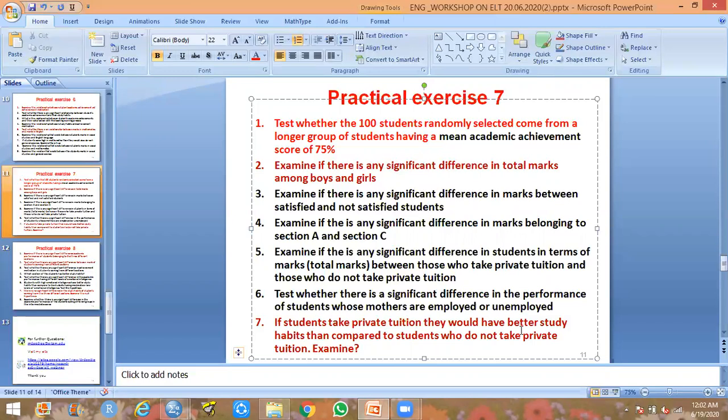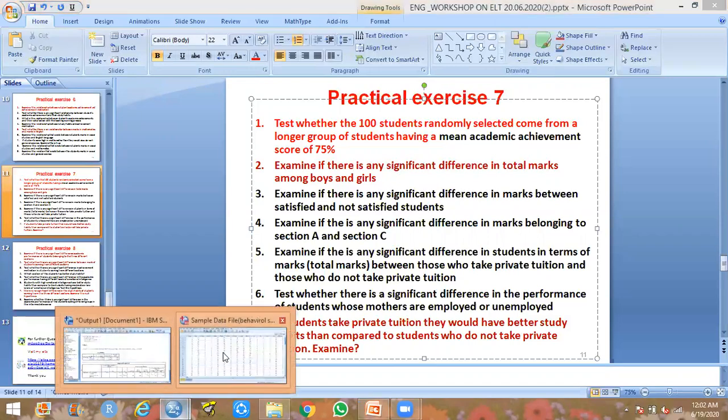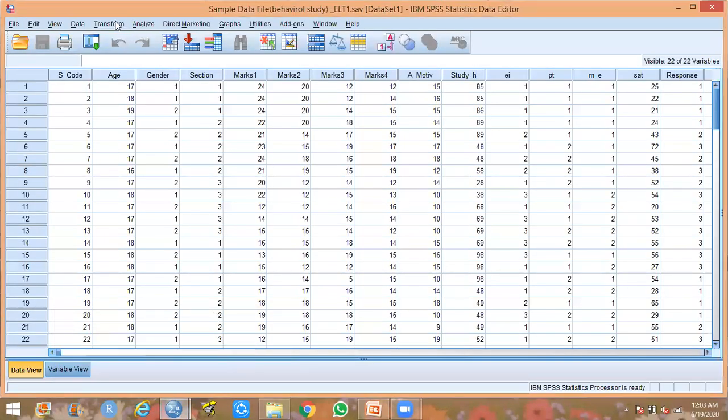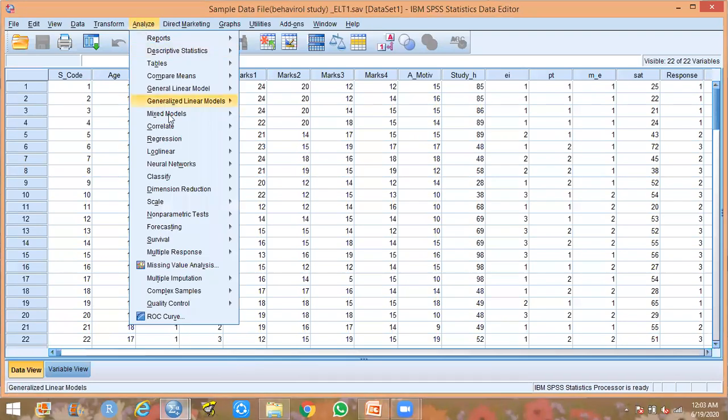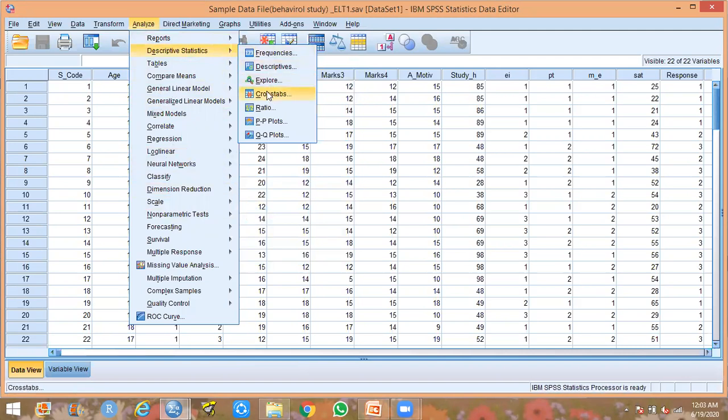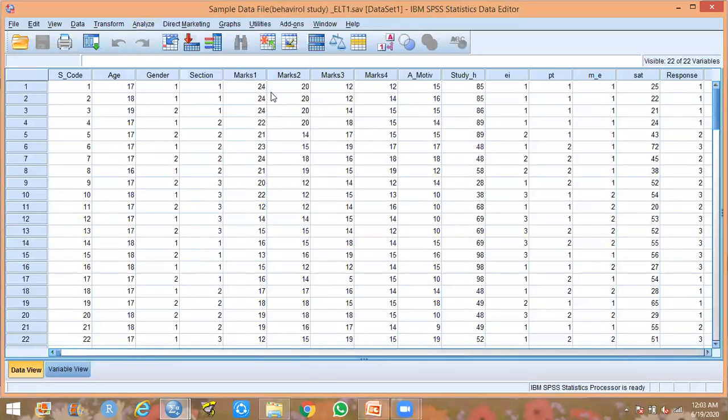more. Sorry, let's go there, please. Now I am coming back to my data file, and what I am doing is descriptive statistics, that is a cross tabulation. We have to test whether there is any impact of private tuition on the study habit. So now go to the cross tabulation menu.